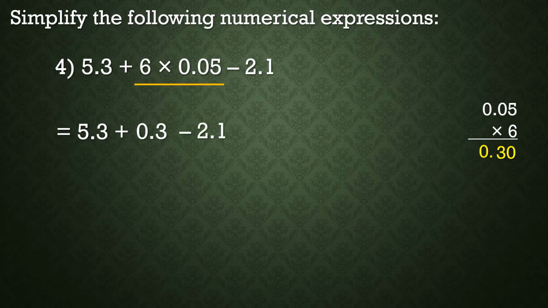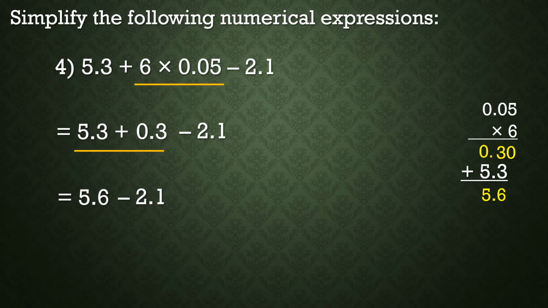Then write minus 2.1 as it is. Now we have 5.3 plus 0.3 minus 2.1. Now tell me what we have to do first, addition or subtraction? Yes, addition, because according to DMAS, while moving from left to right, carry out addition or subtraction whichever comes first. Here we have addition, so do the addition. 5.3 plus 0.3, we get 5.6. Then write minus 2.1 as it is. Now we have 5.6 minus 2.1. Now do the subtraction. We get 3.5. So the answer is 3.5.